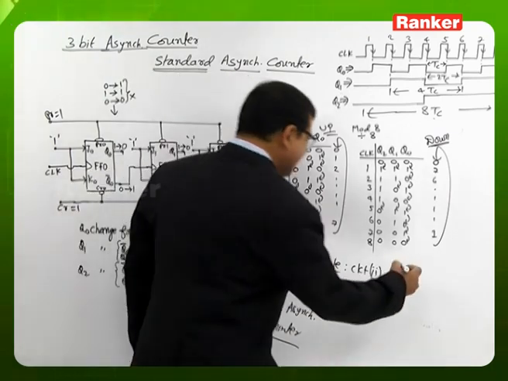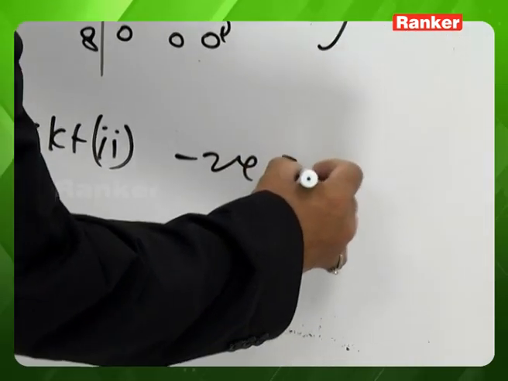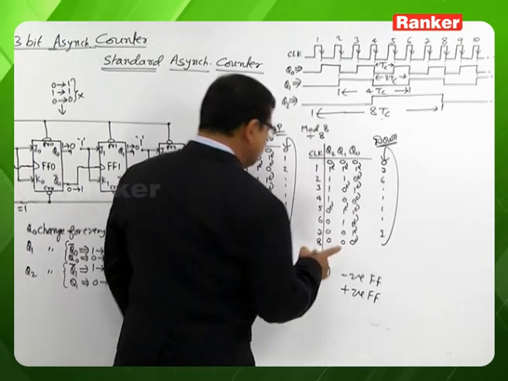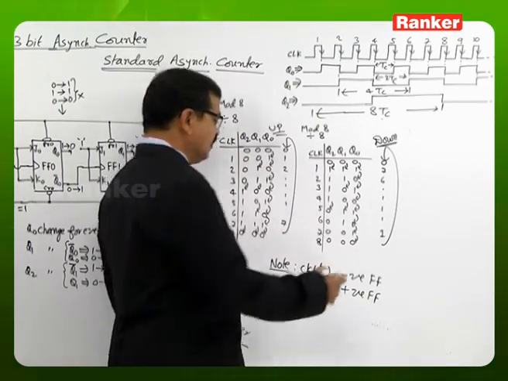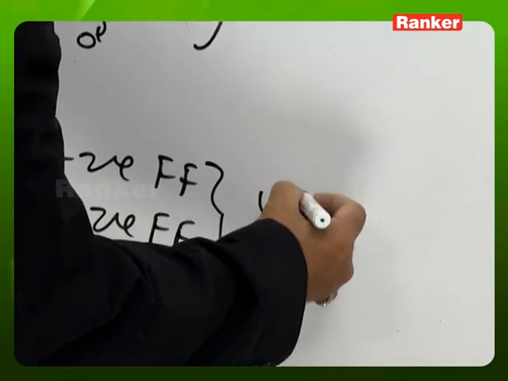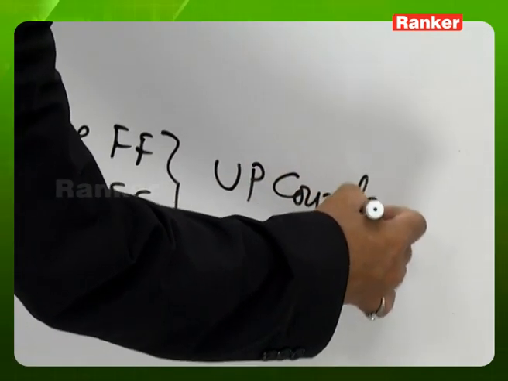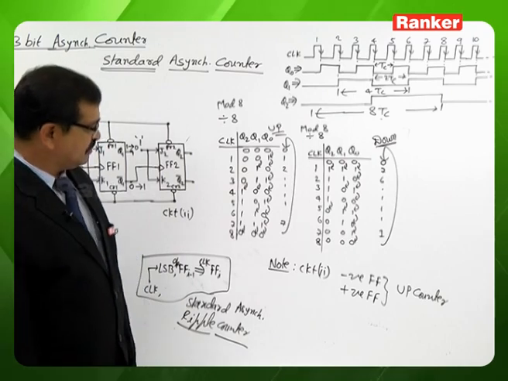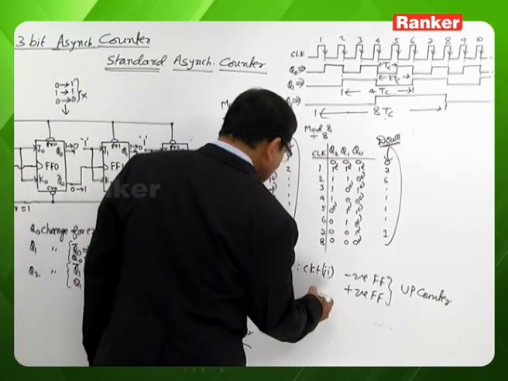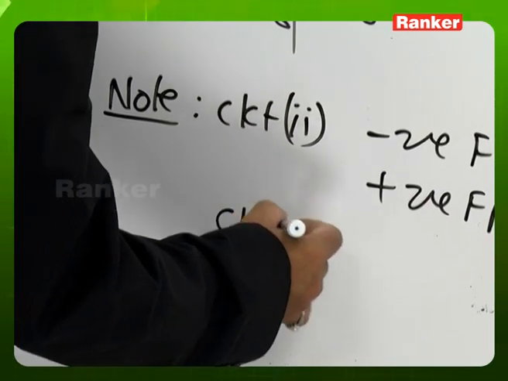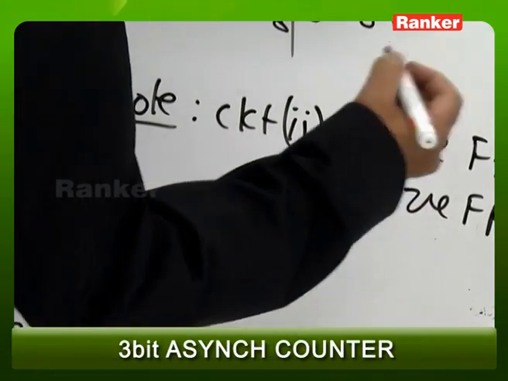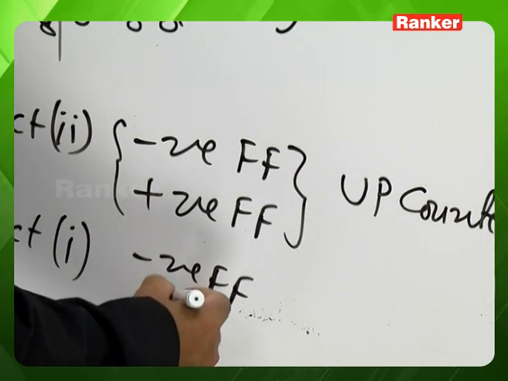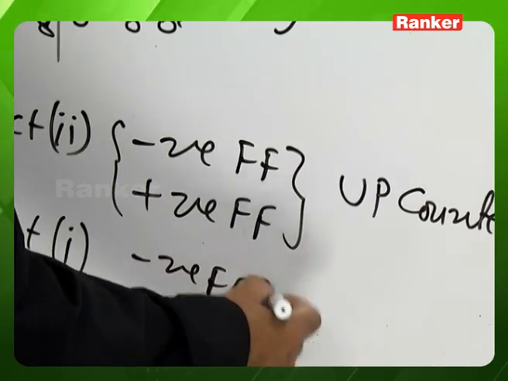So in this circuit 2, while replacing the negative edge triggered flip-flops with positive edge triggered flip-flops, the circuit becomes an up counter. So it is a 3-bit up counter, or mod 8 or divided by 8 ripple up counter. Similarly, when we replace the negative edge triggered flip-flops in circuit 1 with positive edge triggered flip-flops, it becomes a down counter.